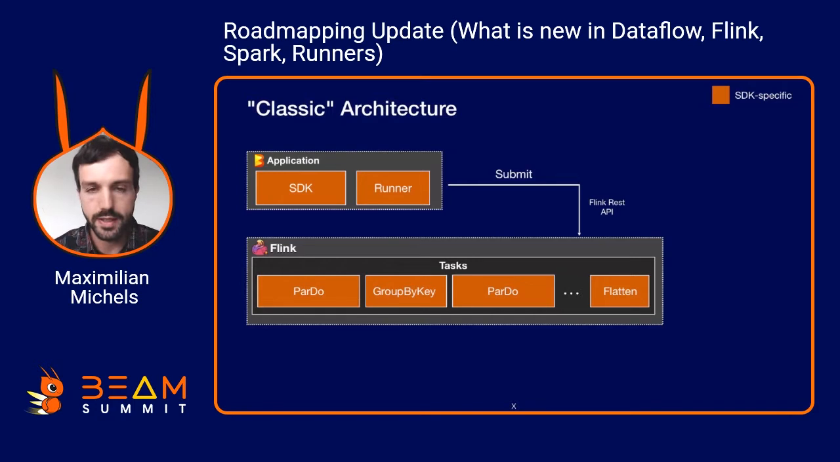What we had there was an easy way to deploy programs. I call this the classic architecture, where you have the SDK in Java and the runner, and you compose your pipeline, which then gets submitted to Flink or any other runner, of course, just using Flink as an example here. And then you run your Beam pipeline.